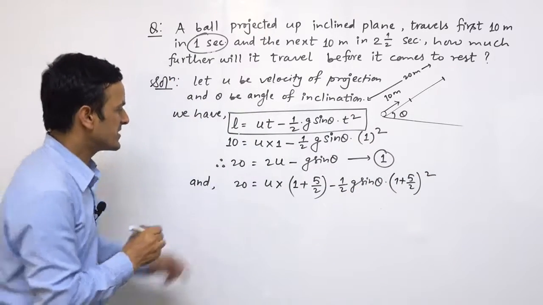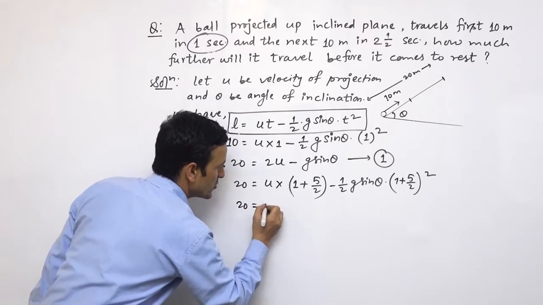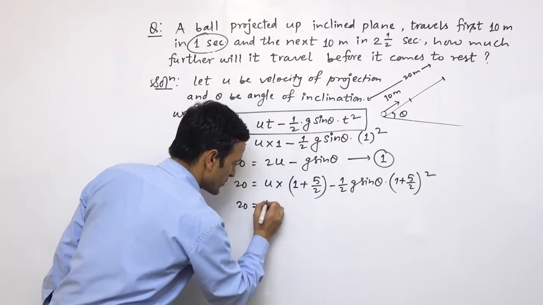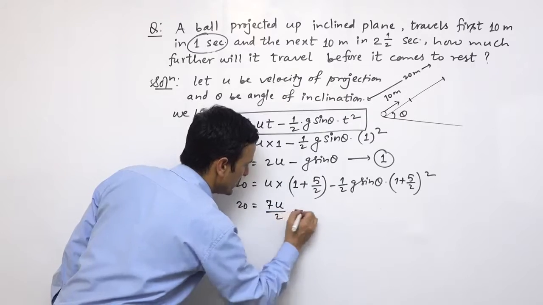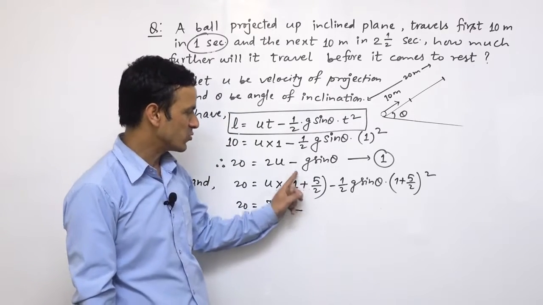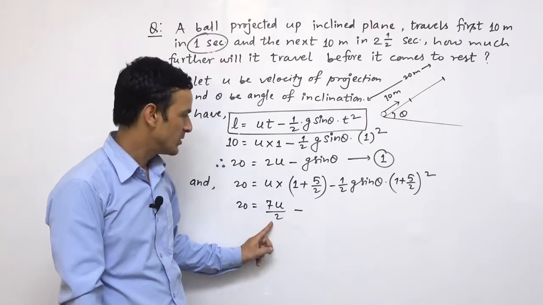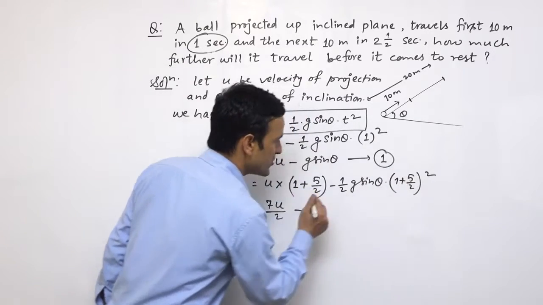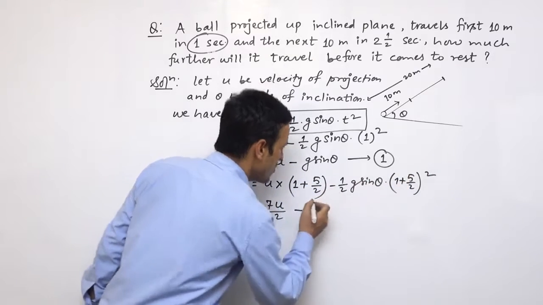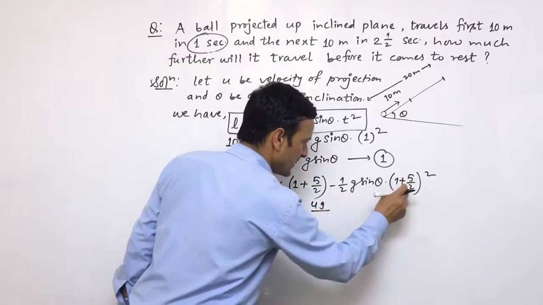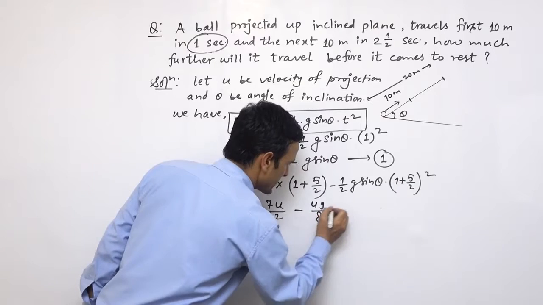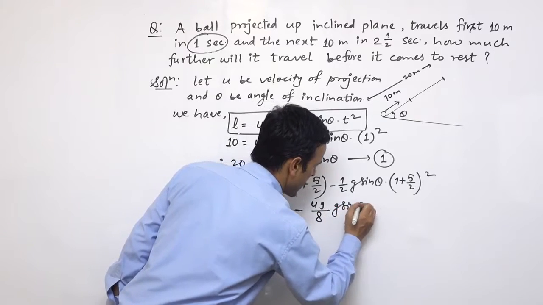Now we can solve it like this. 20 is equal to 7u by 2 total, with the 2 plus 5 giving 7, 7 into u, 7u by 2 minus, this is also 7 by 2, and 49 by 4. So write down 49, and here is 4, 4 to the 8 and g sine theta.